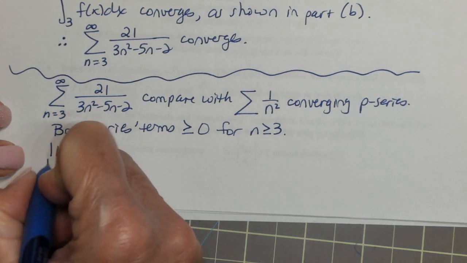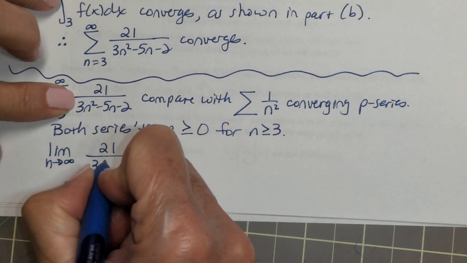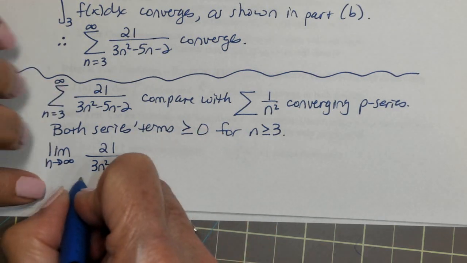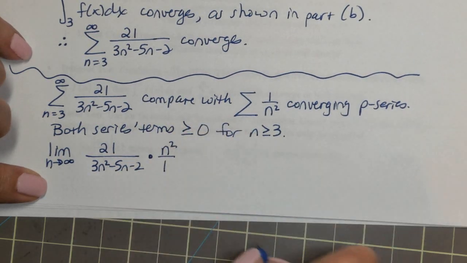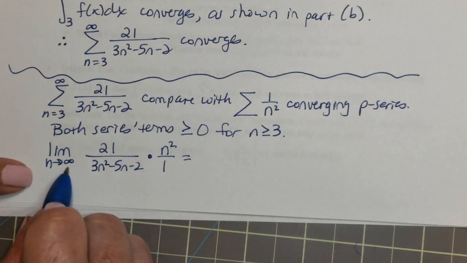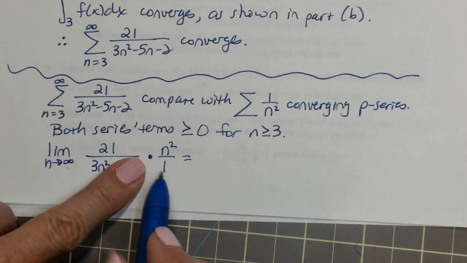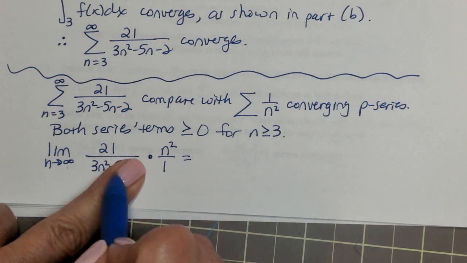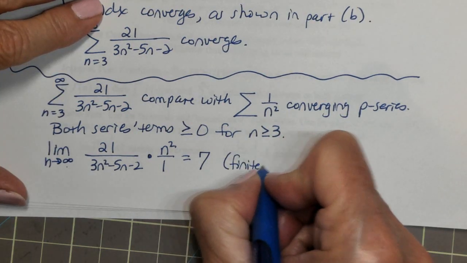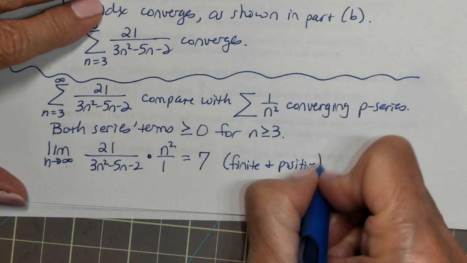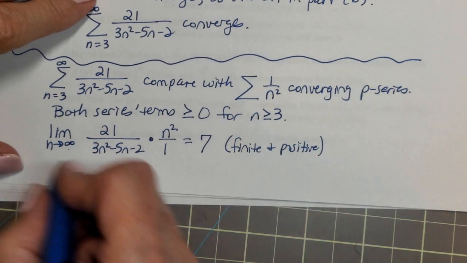Now I need the limit. I take the expression they gave me, and I'm dividing by the expression that I'm comparing it to, but since it's a fraction, I'm going to multiply by its reciprocal. Okay, as n goes to infinity, these small guys here are insignificant. It's like they're not here. So I have 21n squared over 3n squared, which is 7. Finite and positive. You don't have to write finite and positive. 7 is finite and positive. I'm just saying that's what you're looking for.